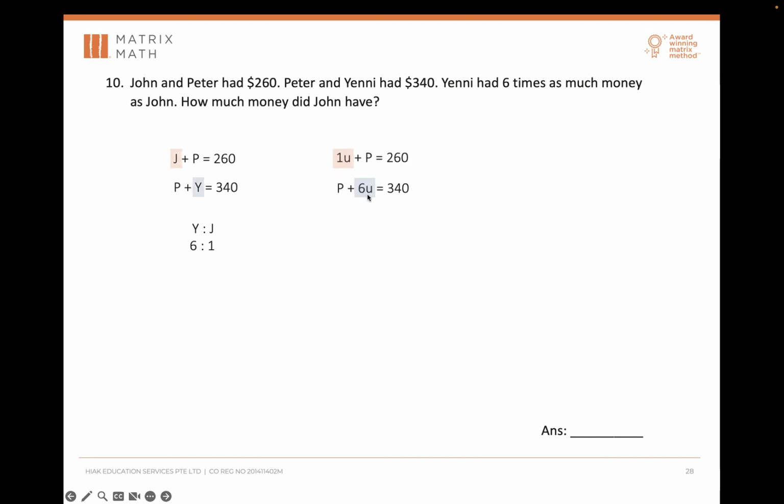On the left side, it will be left with 6 units minus 1 unit, 5 units. On the right side is 340 minus 260. So 5 units is equal to 80. 1 unit is equal to 16. Read the question again. How much money did John have? So John is 1 unit, and that is equal to 16. So John had $16.